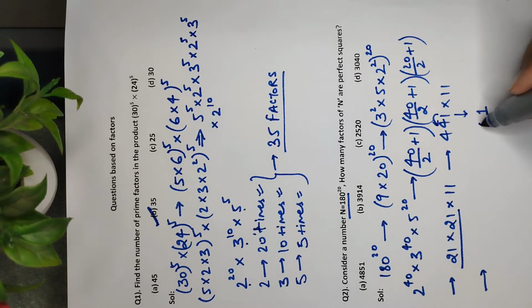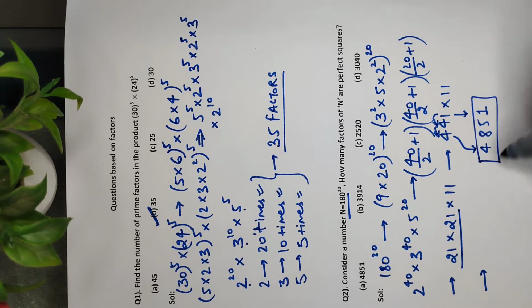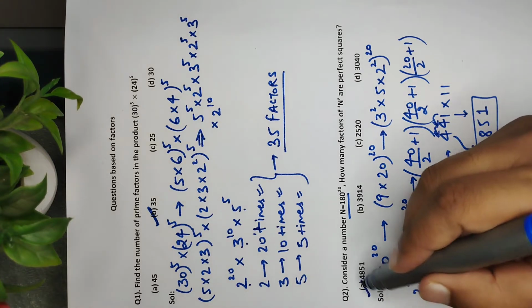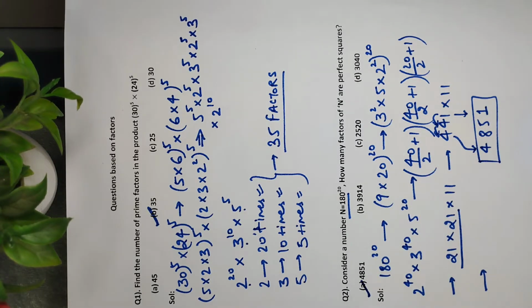That is 4 plus 1 is 5, again 4 plus 4 is 8, and then writing this last number as it is. So we got this as 4851. So we can simply say that there are 4851 factors of 180 raised to the power 20, which are the perfect squares.